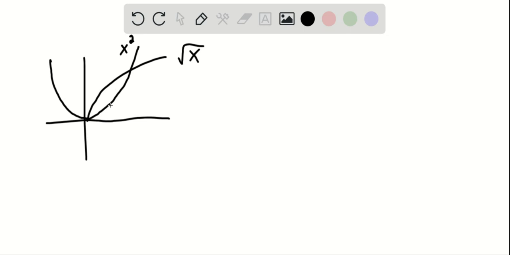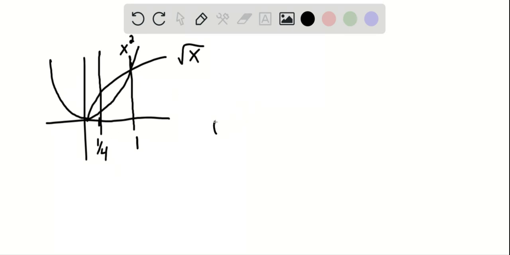But then they also tell you that they only want the area between x equals 1/4, which is just a vertical line to the right, and x equals 1 is actually where they intersect each other. So this 1/4, and by the way, x equals is a vertical line, so that's why I drew them vertical.